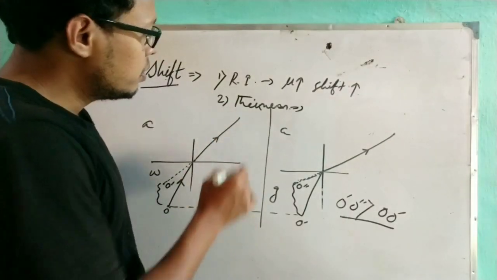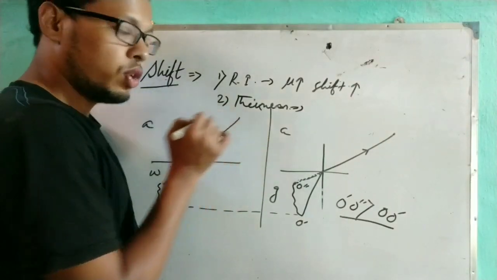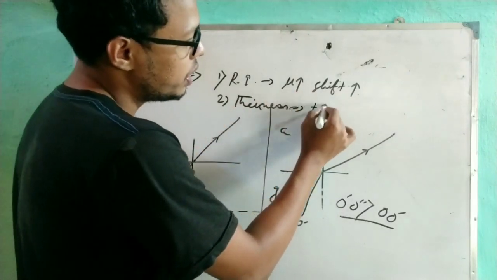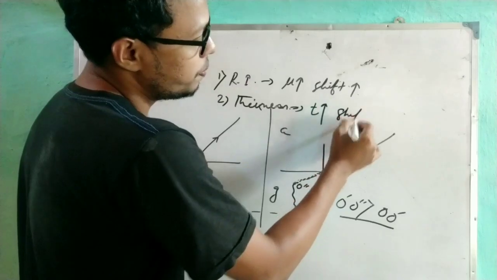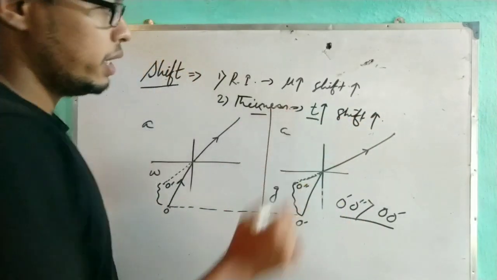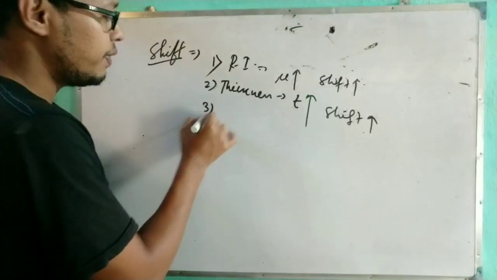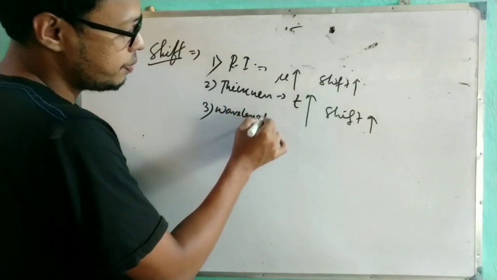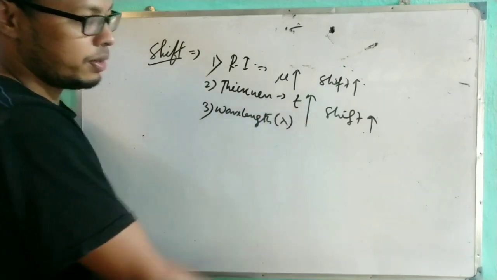Second factor is the thickness. How does the shift depend on the thickness? There is also the same explanation. When thickness increases, shift also increases. T, I am writing for thickness. Okay. And the third factor is the wavelength or color. I am writing lambda.